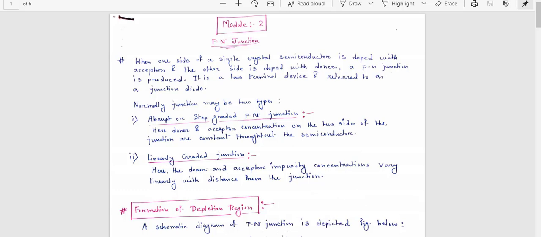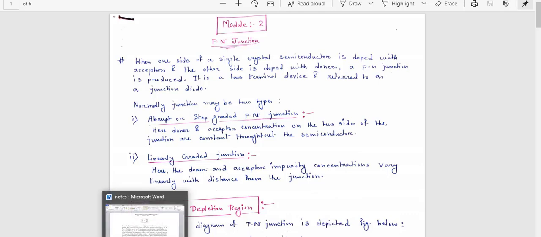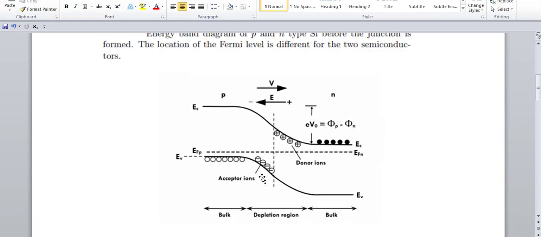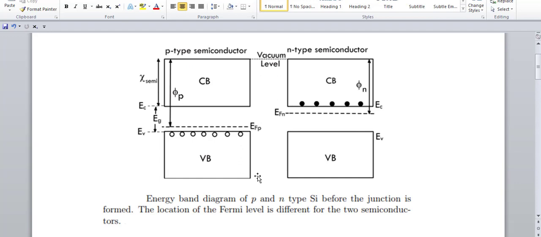So, PN junction. First, can you remember for P-type and N-type semiconductor, what is the position of the Fermi level? Yes, this one. For P-type semiconductor, the position of the Fermi level is closer to the valence band, and for N-type semiconductor, the position of the Fermi level is closer to the conduction band.